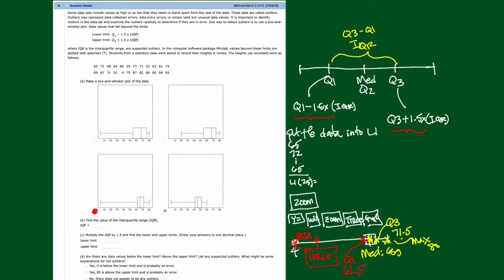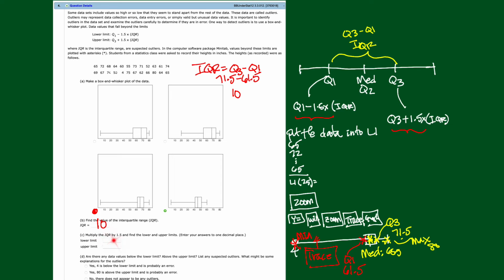Part B wants us to get the IQR. I'll do it right here in the middle. IQR is the 3rd quartile value minus the 1st quartile value. So we are getting 71.5 minus 61.5. So that's a 10. I'm going to enter a 10 down here at the bottom left. Find the value of the interquartile range: 10.